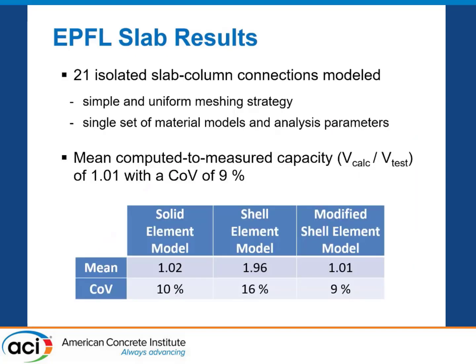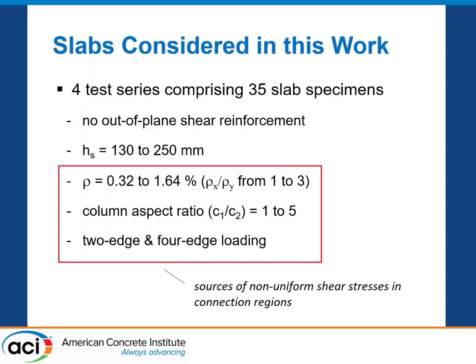When you looked at all 21 slabs of that study, the results were arguably pretty good. So, you know, mean right on the money with about 10% variation for both solids and shells. So the conclusion from that was we can do things with a shell about as well as we can do them with a solid element modeling procedure. Now, the focus of this one really was to look at other non-idealized types of connections and see if we can get that same level of precision and accuracy, because we hadn't really tried it before.